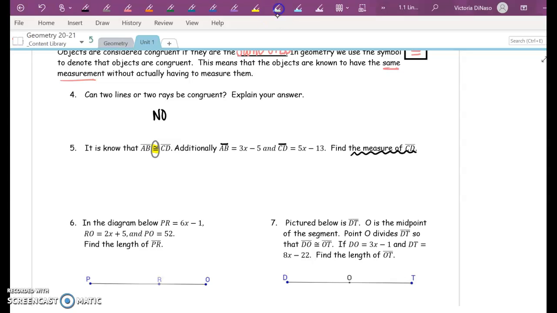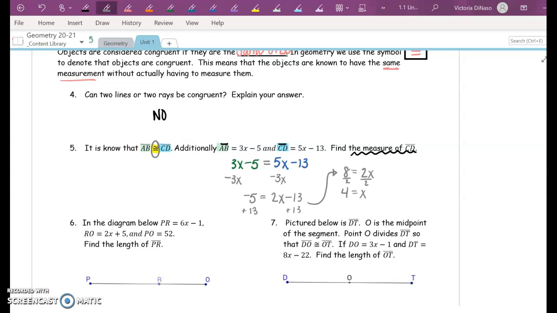Now in order to do so, I'm going to take AB, which is right here, 3x minus 5, and because congruent means equal, I'm going to set it equal to CD. And CD is right here. So we're going to set it equal to 5x minus 13. And then we're going to go ahead and solve for x. We will get that x equals 4.